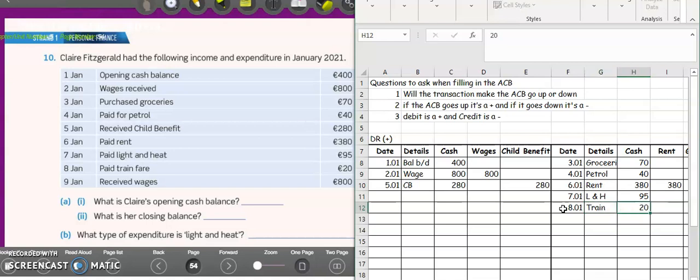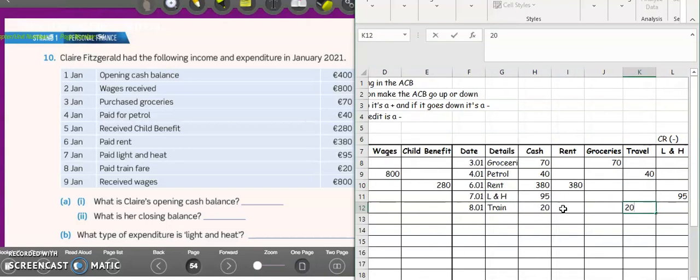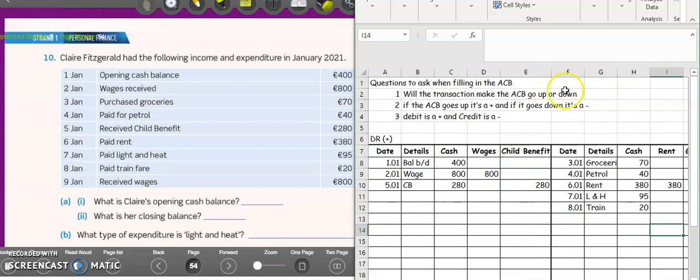And it's 20. And we're also going to put that into travel. So 20 euro on travel as well. And then the last, received wages. So if you receive something, it's going to make our analyzed cash book go up. And if it goes up, it's a plus. And if it's a plus, it goes on the debit side.